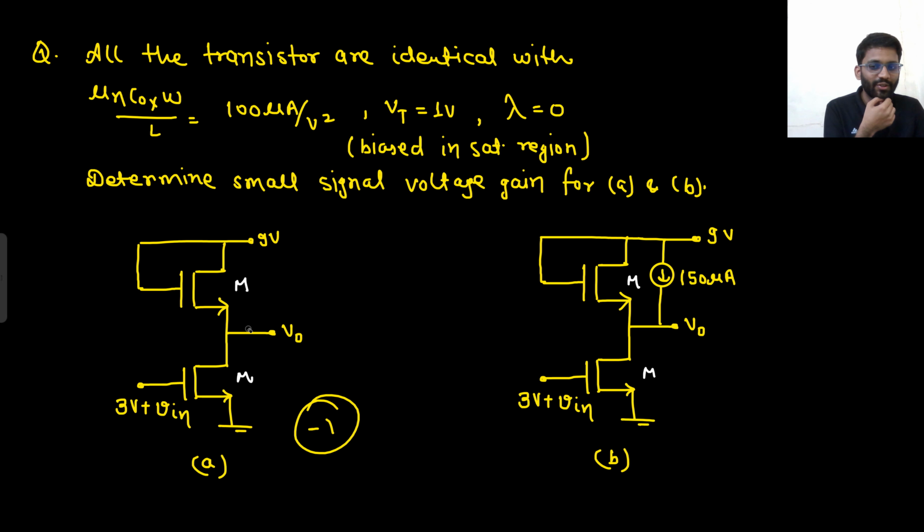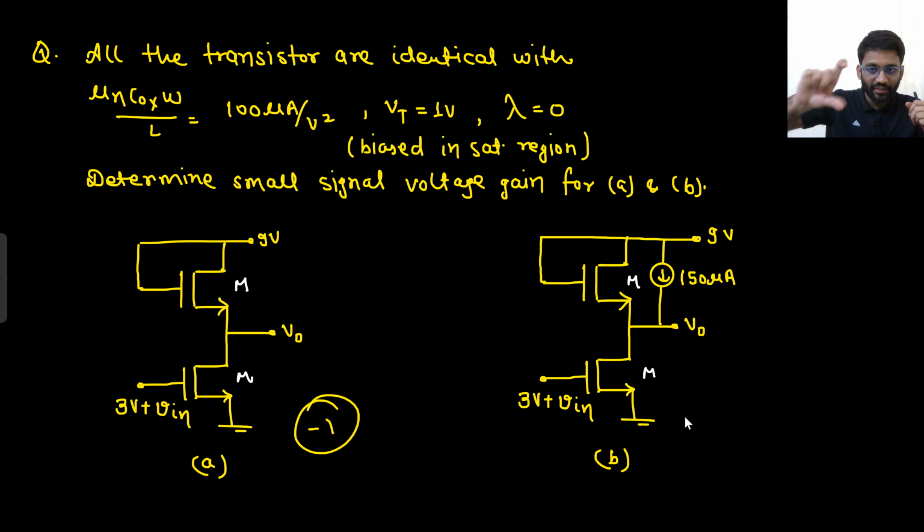Here the gain was -1 because the gm value for both of them was the same. Why was the gm value the same? Because both transistors had the same current, the upper one and the lower one. Here both do not have the same current, since this 150 microampere current source is also there. So if M has current I, then the upper one will have I minus 150 microamperes. Did you understand this point?